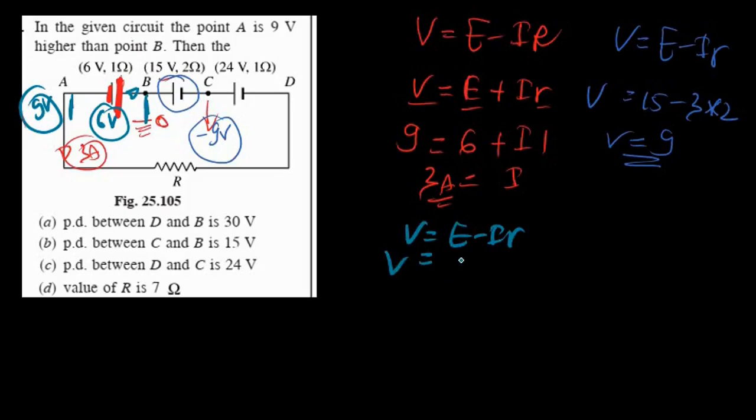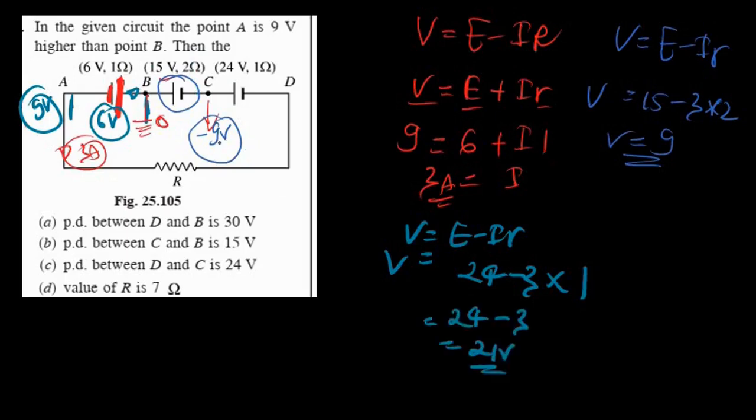V, of course we don't know, E is 24 for the 24 volt cell, so 24 minus I, 3 into 1, so it's 24 minus 3, of course we are getting 21 volt. That's the potential difference. So minus 9 minus 21, that's minus 30, right? We have all the point potentials now, right? Potential difference between D and B is 30. B is 0 and D is minus 30, that's correct.